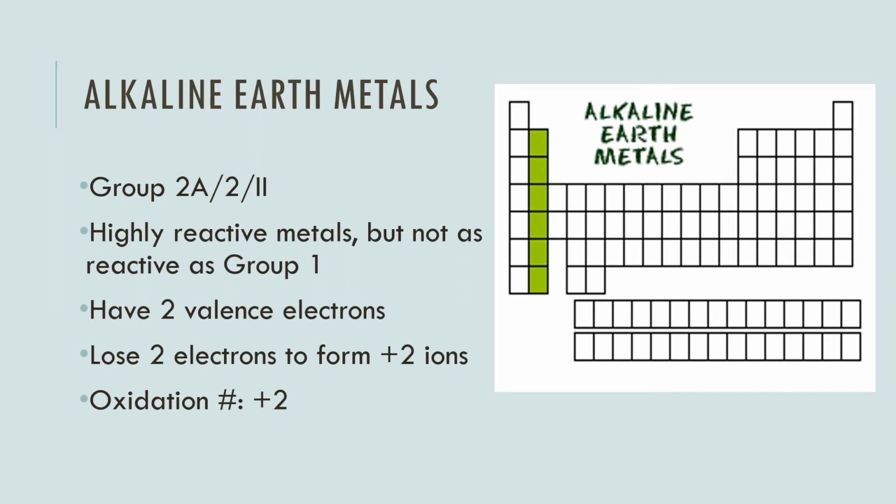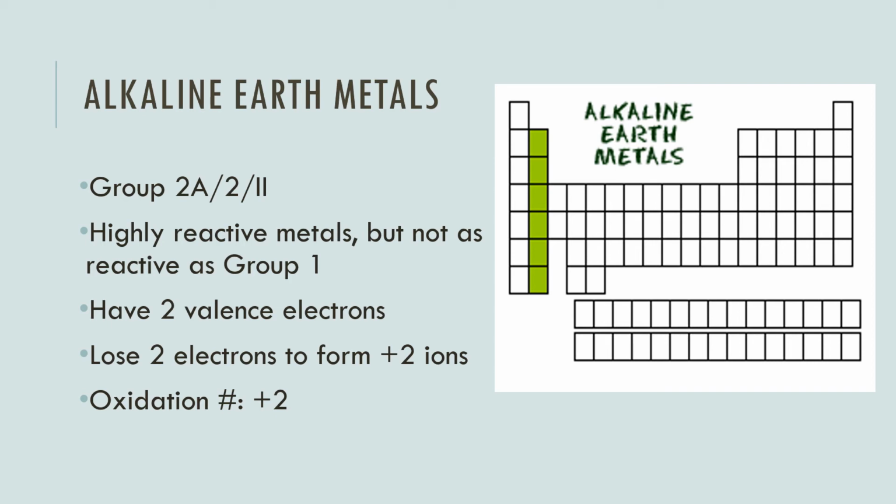The next special family we have are called the alkaline earth metals. They are your group 2A or group 2 metals. They're highly reactive, just like your group 1 alkali metals, but they're not as reactive. They have 2 valence electrons, so they lose 2 electrons to form positive 2 ions. Their oxidation number is a +2.